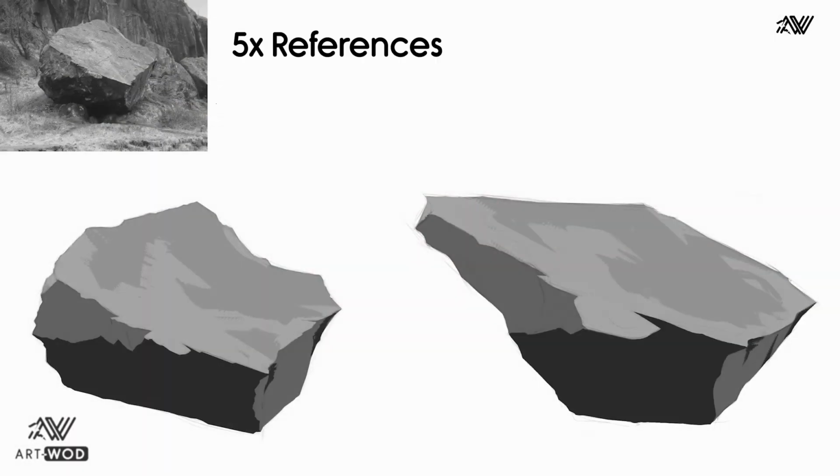Now, the way we're going to do it is we're going to start off part 1 by picking at least 5 different rock references from the library. So these need to be real life references, not from artists. We'll do that in part 2.